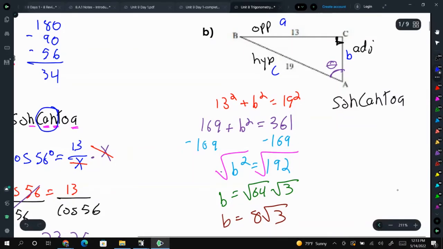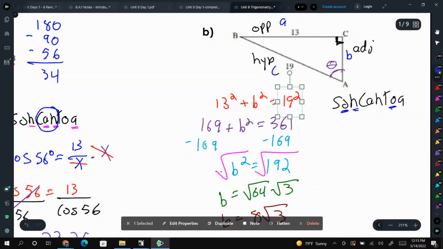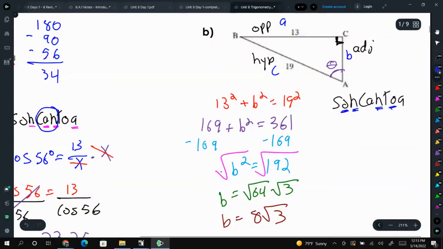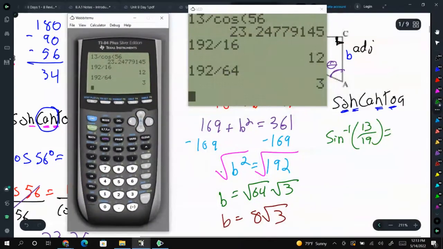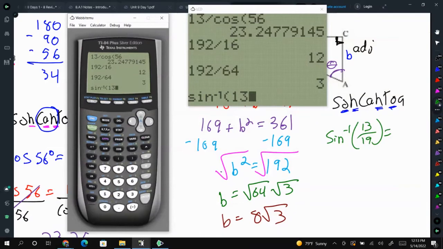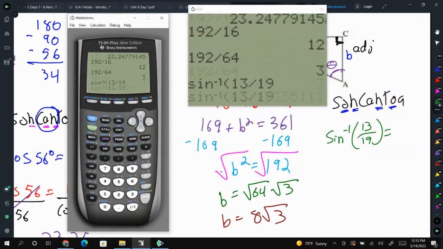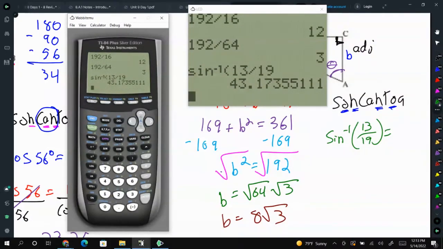So I know the opposite, underline my O's. I know the hypotenuse. Now you could say, yes, you know the adjacent because we did figure that out, but I was given the opposite and hypotenuse, so I'm going to use those. So I'm going to do the inverse sine of 13 over 19, and I get 43.17.